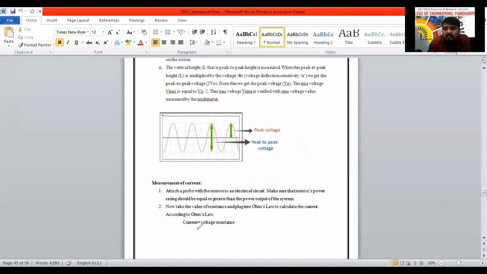According to Ohm's law, current equals voltage by resistance. Yes or no? Current I equals V by R. So by dividing by the resistance value, we are going to get the current value.